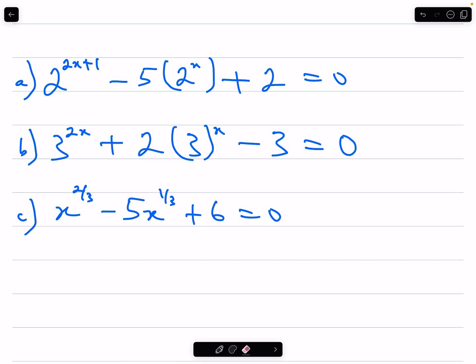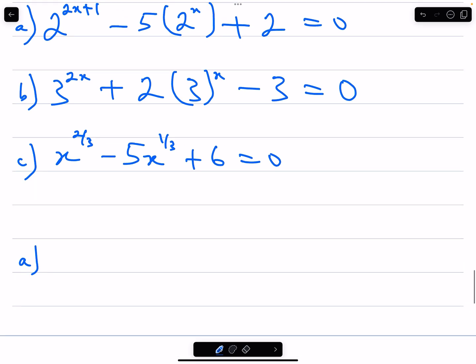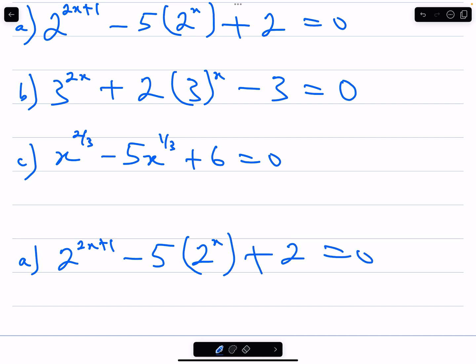Now here we go again, solving a few more problems on equations with indices. Let's go. The first one, we're going straight to the solution. The first one is 2 raised to the power 2x plus 1, minus 5 times 2 raised to the power x, plus 2 equals 0.